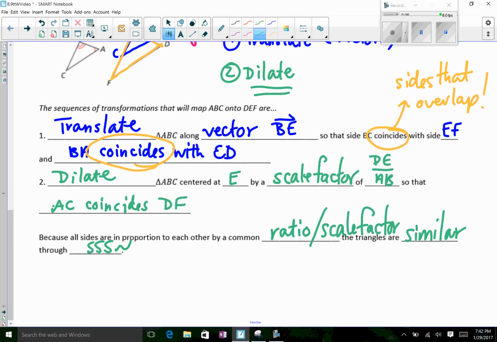So important details to include in a dilation proof is your center of dilation. It's the scale factor. Remember, image over pre-image is important. And this new terminology about coinciding sides. You should be okay. Just watch the video one more time and we'll check in tomorrow with a quiz on a rigid motion and transformation combination in a proof.